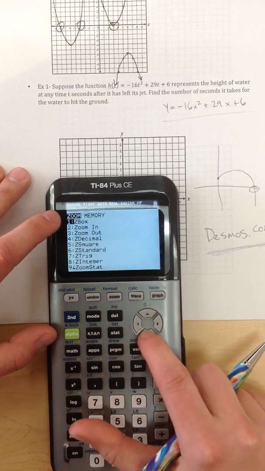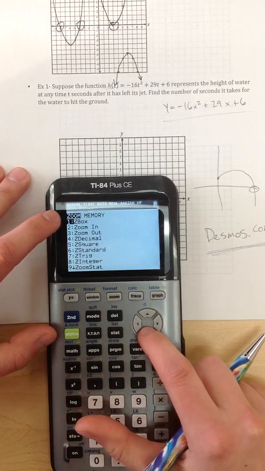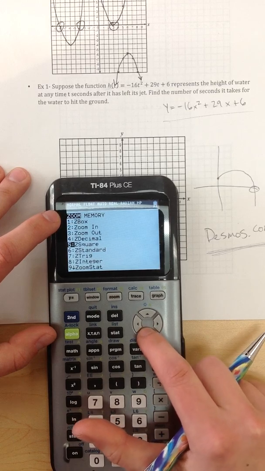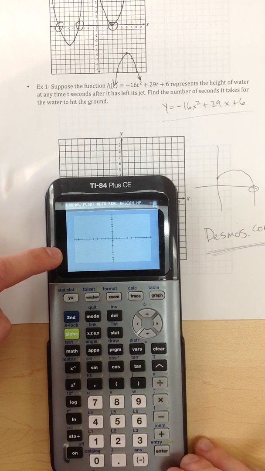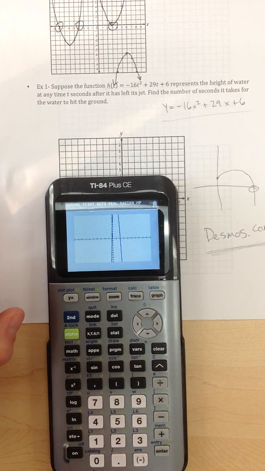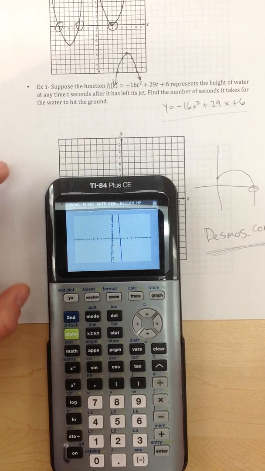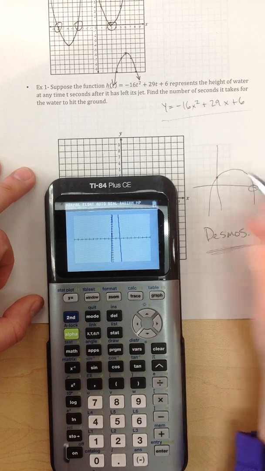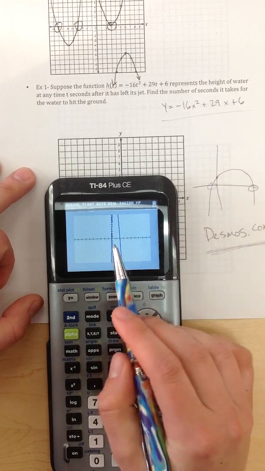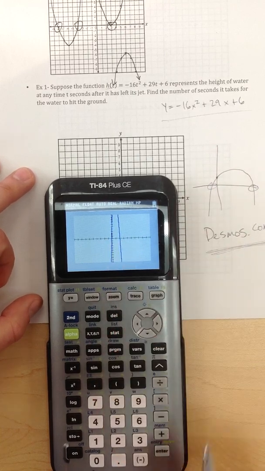So I'm going to go back to my regular. So zoom, if I need to go back to the regular, ZStandard takes me back to what it originally looked like. So I go ZStandard. Now what I want to do is I'm looking for those spots where it's going to cross. So really, it's going to cross in 2 spots here. It's going to cross right here, and it's going to cross right here.